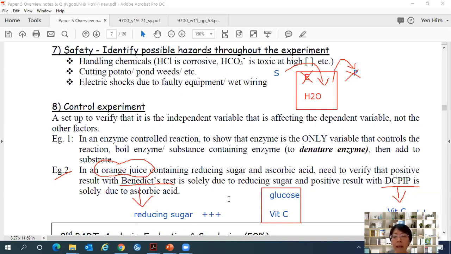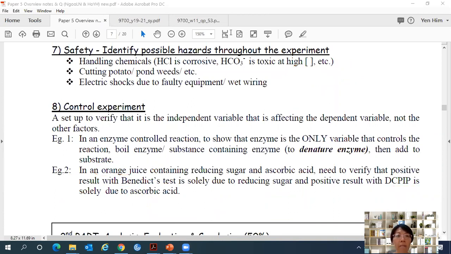And then I do Benedict's test on this, it gives a positive result. I do the DCPIP test, it gives me a positive result. So are these positive results due to reducing sugar alone for Benedict's test, and vitamin C for the DCPIP test? I don't know. So I must do a control experiment to find out. So how do I do the control experiment? In my control experiment, I must have pure glucose solution and pure ascorbic acid solution. And then I will do the tests on each of them separately. So I'll do Benedict's test, and I also will do the DCPIP test.